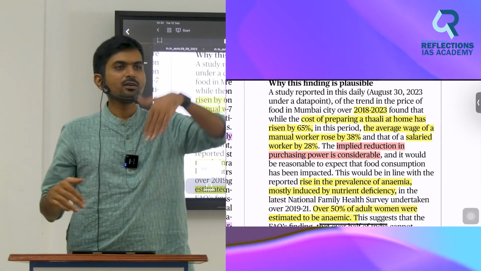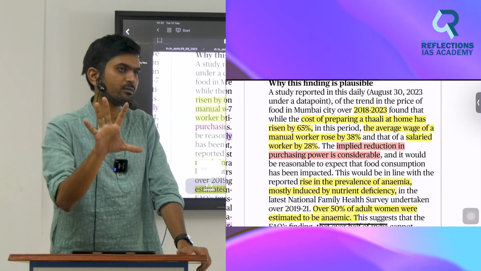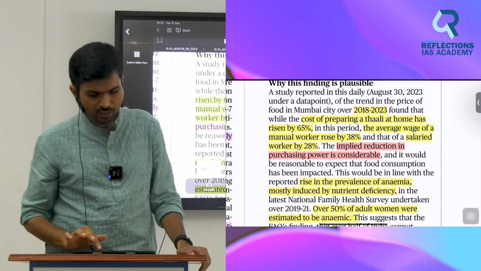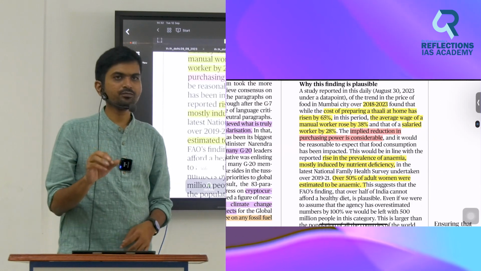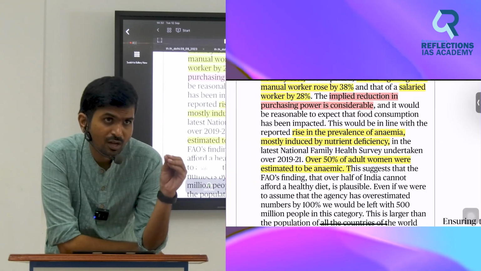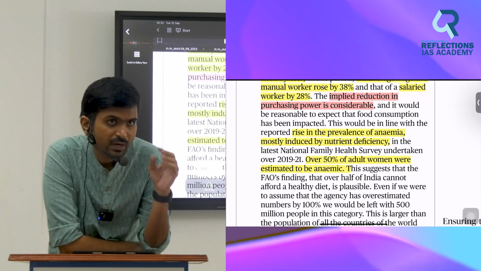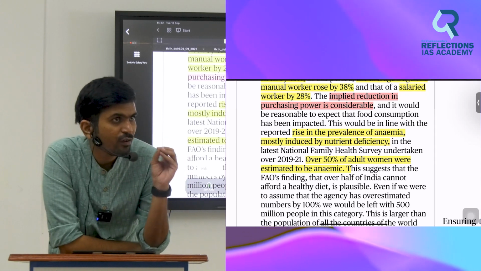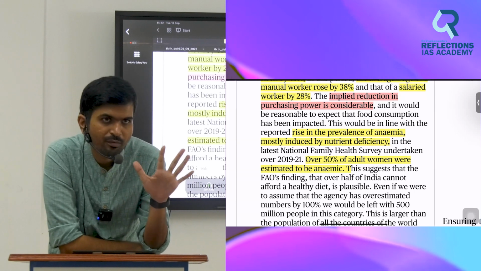But how does he tell that? He tells it by taking U-turns, Y-turns, Z-turns and coming back and saying the same point. So the article looks very lengthy, but it has a simple summary. I will try to explain the same part. He says if food is not properly taken by women, what happens? Anemia will happen. What is anemia? Lack of blood.